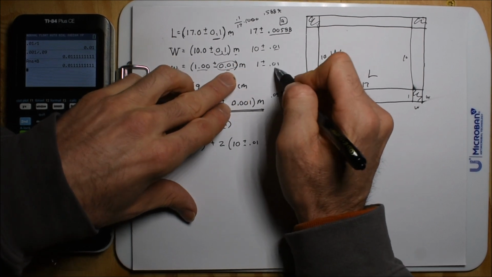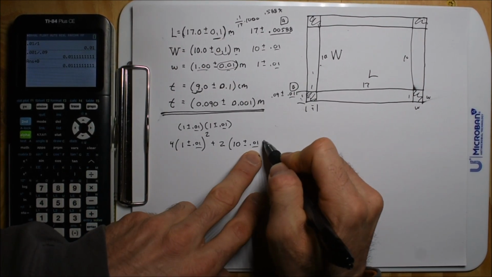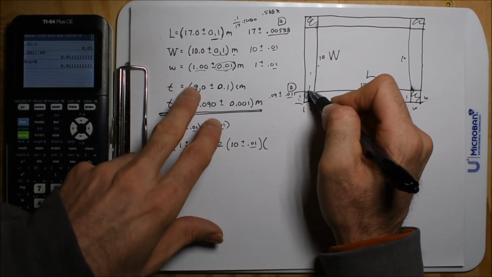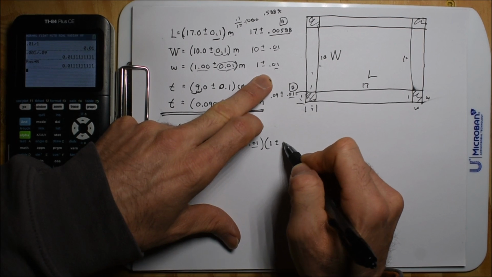0.01. And then, yeah, these are fractional uncertainties, so we're going to underline them as such. And we got to multiply the 10 by the 1. I'm just going to use these values. There you go.